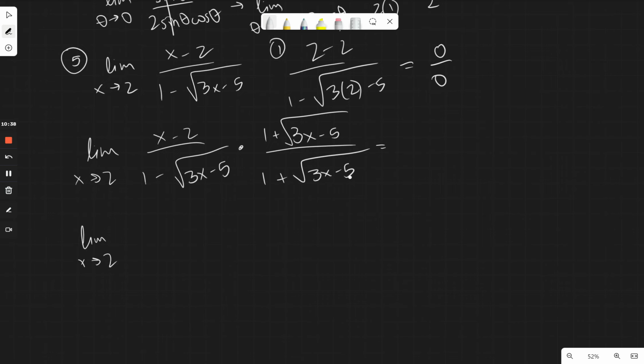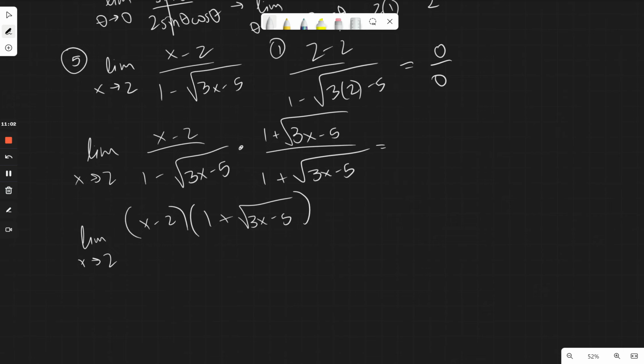X approaches 2. X minus 2 times 1 plus the square root of 3x minus 5. And I cannot stress this enough: do not expand this out. Leave it like this because odds are the bottom is going to cancel. So now we have 1 minus the square root of 3x minus 5 times 1 plus the square root of 3x minus 5. Jeez, I'm so tired of saying the square root of 3x minus 5.